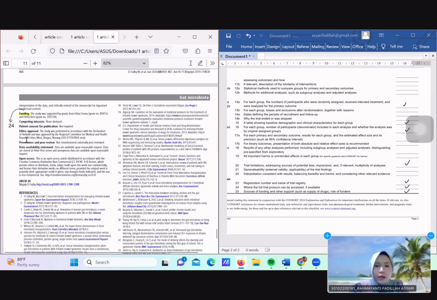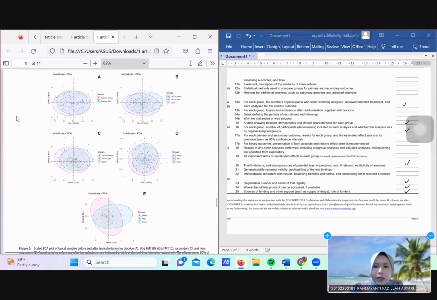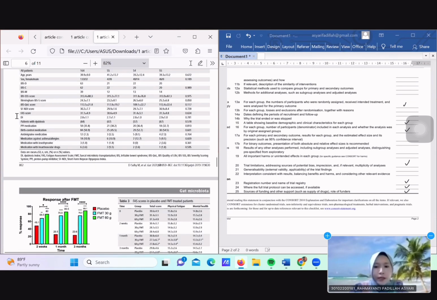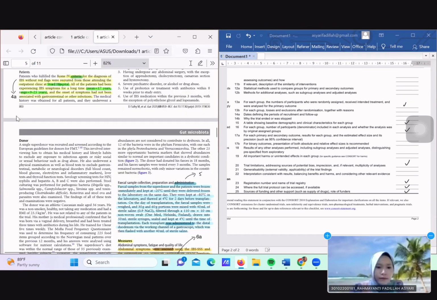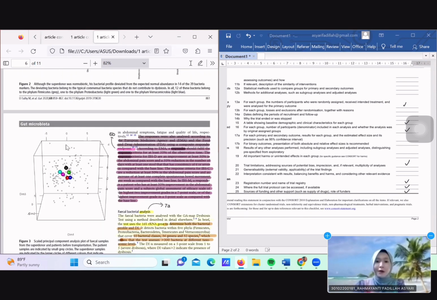Changes: funding is 25, not 24, and 24 is deleted. And 23 in here, trial registration in abstract in here. And so we can conclude that this article is not ideal.